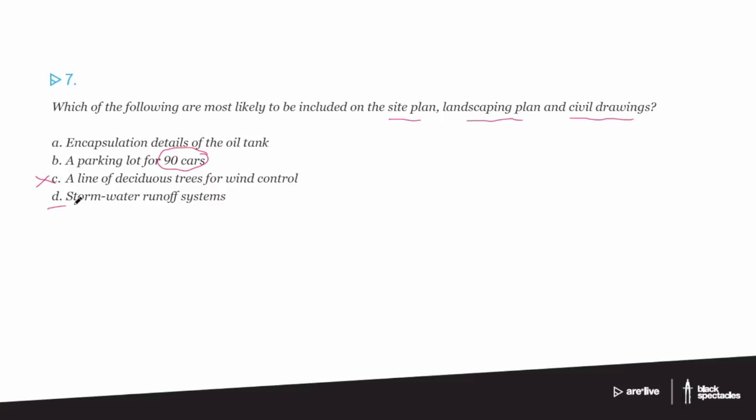And we talked about in the previous documents we were looking at that there would likely be green roofs, underground retention systems, detention systems, and bioswales and all of that. So all three of those are definitely going to show stormwater runoff systems. So my guess is answer D. But let's just take a quick check on the 90 cars. That's my hunch, but let's take a quick check.